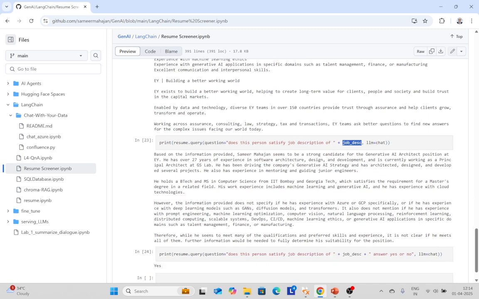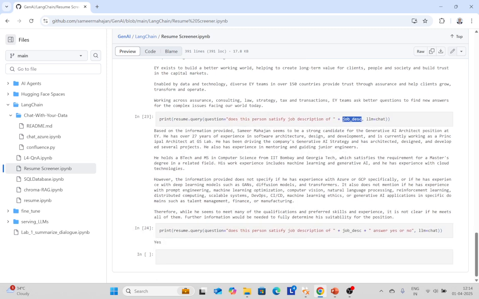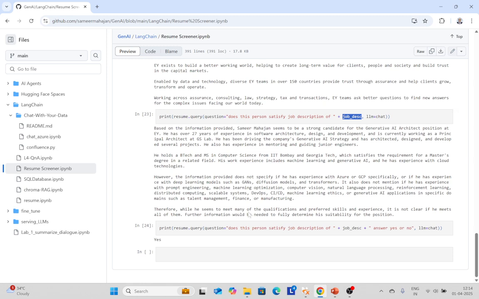Right, now it's a more detailed answer, right? So it says, it gave the reason, right? He holds, whatever, BTech, right? Experience with Azure or GCP, right? I mean, it pointed out that many of the qualifications are met. It is not clear, right? So that's the kind of answer it gives. Okay, so now this is a detailed answer, right?